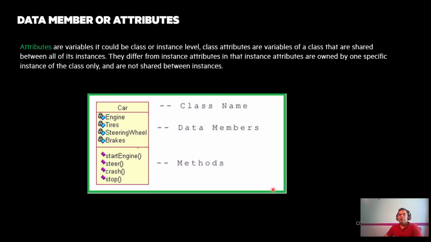We have been talking about member and methods, so let's talk about it. A data member could be at two levels. It could be the class level or it could be at the instance level. So first, let's try to understand what the data could be. For the car, the data could be like engine, tires, steering wheels, brakes, moonroof, leather seat, black and white, like any color. Those all will be coming as data members.